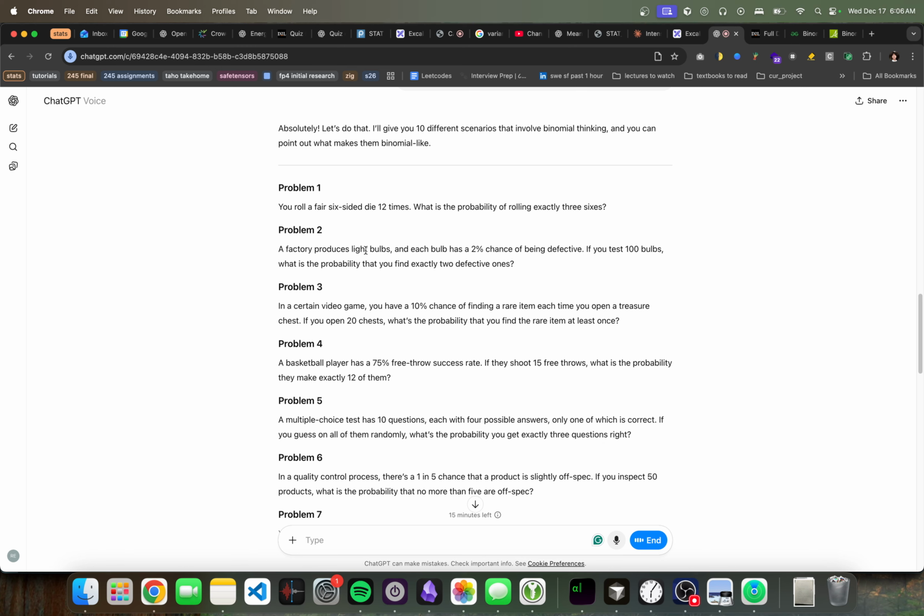Problem 2, a factory produces light bulbs and each light bulb has a 2% chance of being defective. If you test 100 bulbs, what's the probability you find 2 defective ones? So 2% is our success rate, that means 0.02. This is X ~ Bin(100, 0.02). And what is the probability you find 2 defective ones? Let me think. We have the probability that we have 2.